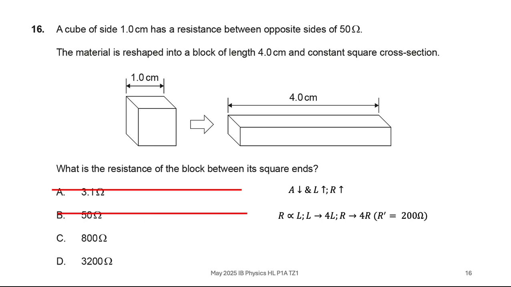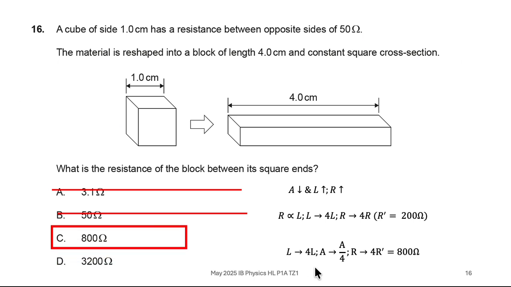We now need to think about the area change. If the length becomes 4 times bigger, the area is also going to become 4 times smaller. Why is that? Because the volume is constant. Volume is the product of area and length. If length goes up by a factor of 4, area goes down by a factor of 4, and so therefore our R gets increased by another factor of 4 because of that area change, and therefore it's going to end up being 800 ohms, which is why the answer here is C.